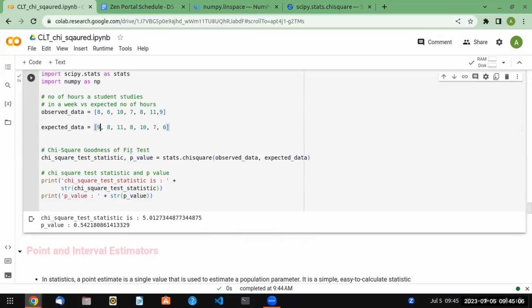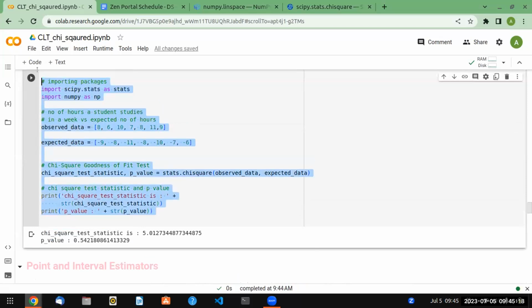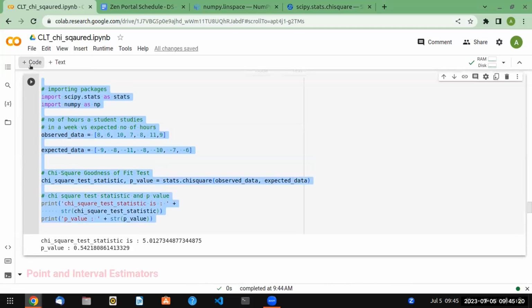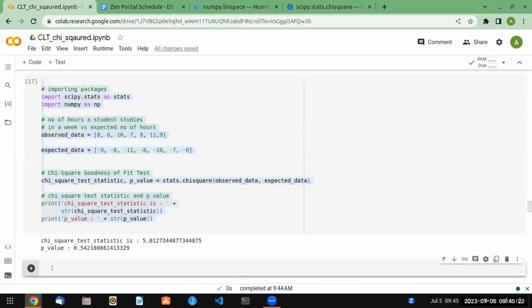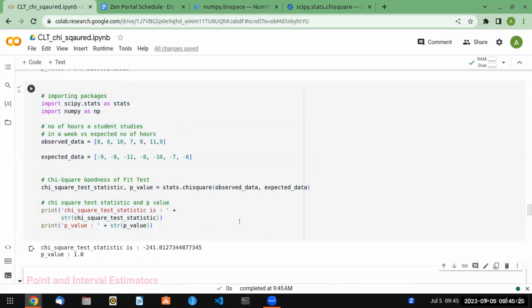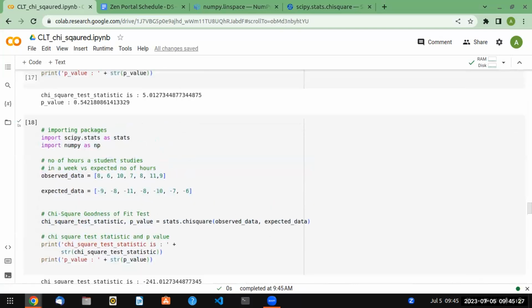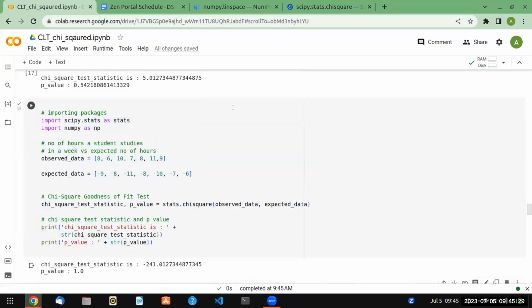Now let's make the expected data totally opposite. That means what? Every point I will make negative. I think I have to run this in a different cell so that you can distinguish the result here. Now can you see, with this chi-square test statistic and this chi-square test statistic, what is the difference?